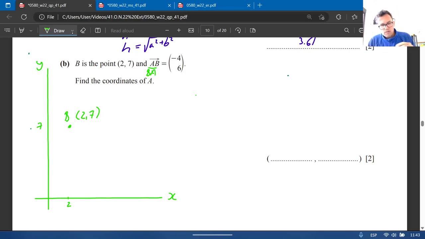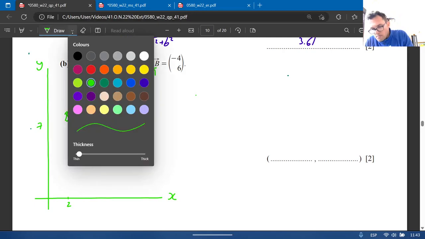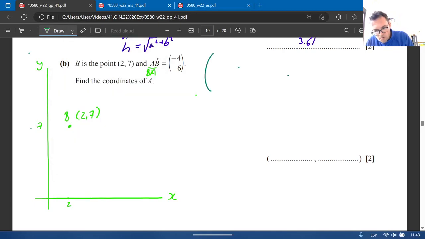Alright, so this column vector, let's just remind ourselves what that means. The top number tells us how many spaces to go left or right. If it's negative, we go left. If it's positive, we go right. And the bottom number tells us how many spaces to go up and down. If it's positive, we go up, and negative, down.